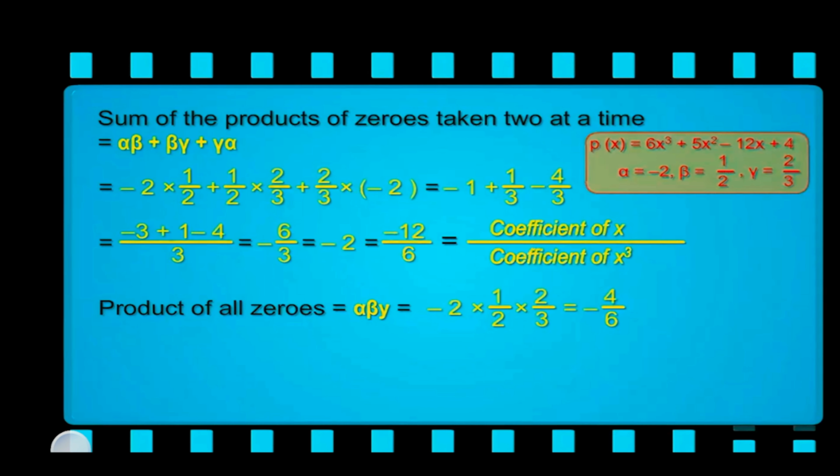The product of all zeros, alpha into beta into gamma, is equal to minus 2 into 1 upon 2 into 2 upon 3, which is equal to minus 4 upon 6, which is the same as minus constant term upon coefficient of x cubed.